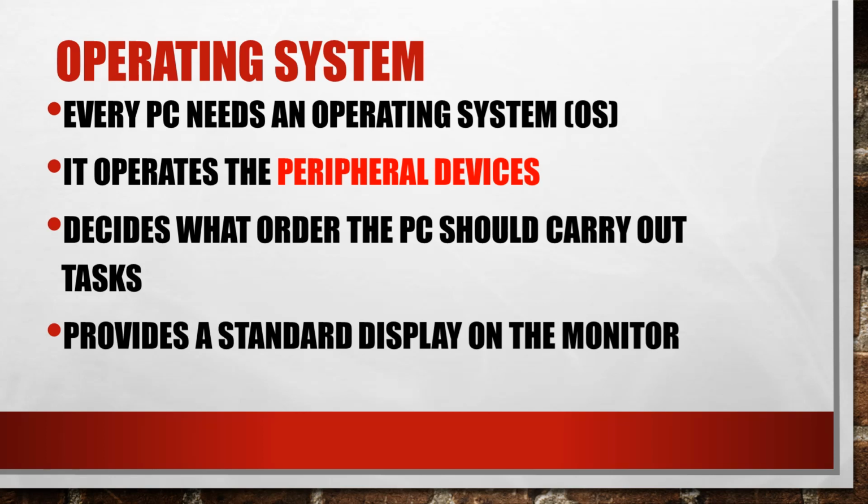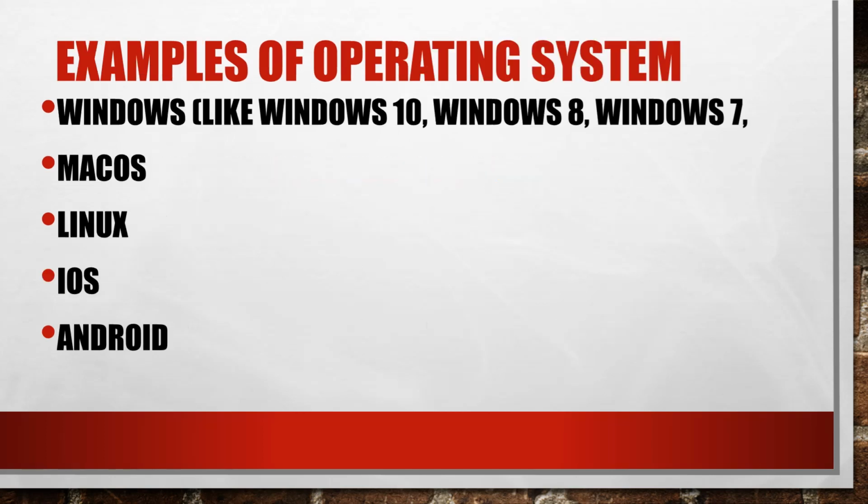The operating system decides what order the PC should carry out the tasks. So the operating system is almost like the principal of a school. It says, listen, okay, 1G, you're going to have IT now. Okay, 1B1, you have Spanish. And it assigns the different persons to carry out the task. That's your operating system. So it says, monitor, display this. A huge task, managing all of those devices. And it provides a standard display on the monitor. So based on your operating system, you can actually know because of that standard display.